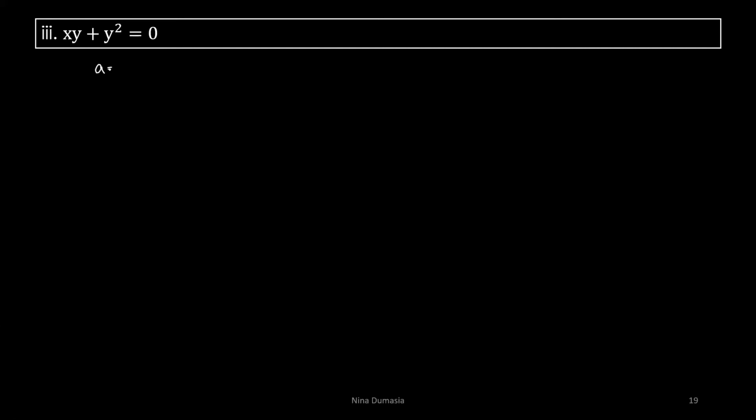Here a is equal to 0, b is equal to 1 and 2h is equal to 1, so h is equal to half. Therefore m1 plus m2 is equal to minus 2h by b, which is minus 1 by 1, which is minus 1, and next m1 into m2 is equal to a by b, which is 0.